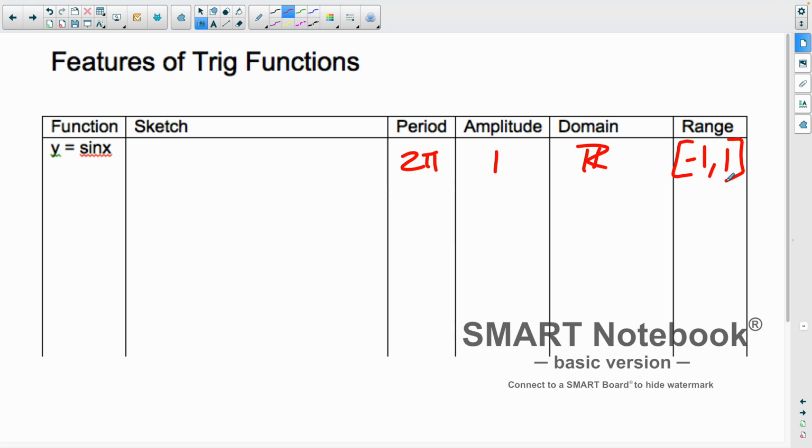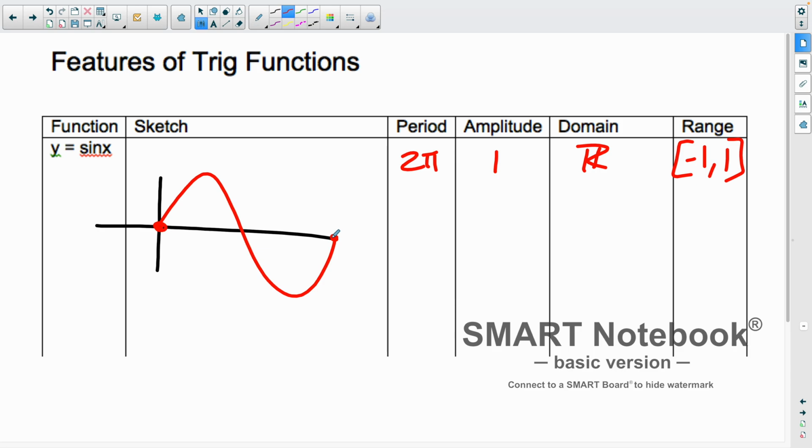Okay? Tell me about a sine sketch. Where does it start? It starts at the midline, at the origin on this one. Goes up, goes down, back to there. So there's a sine graph. Okay? Everybody okay with it? Okay?